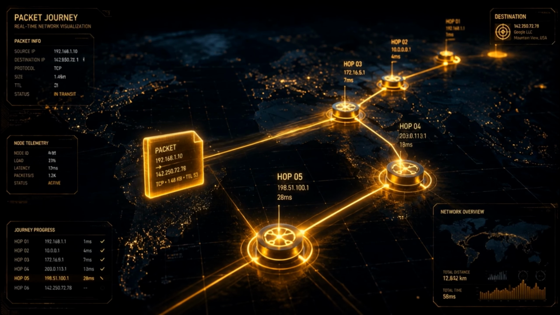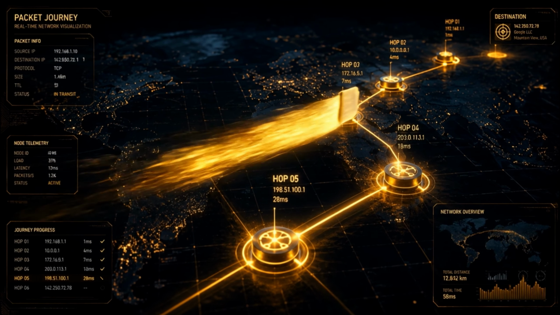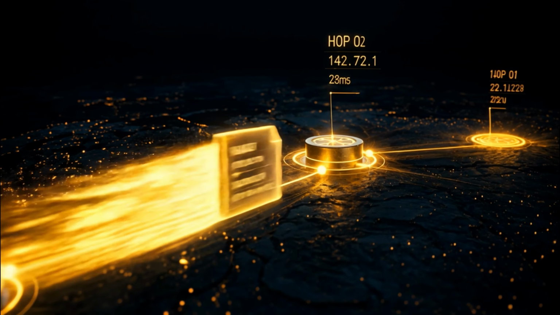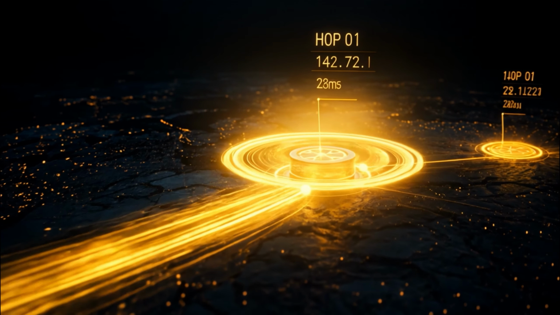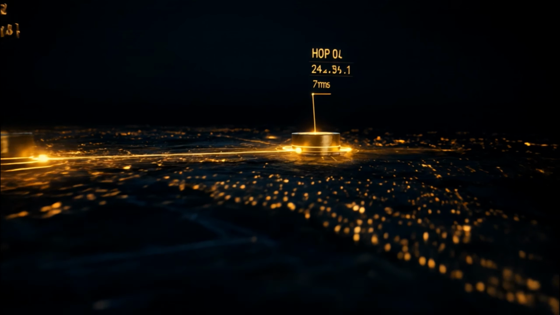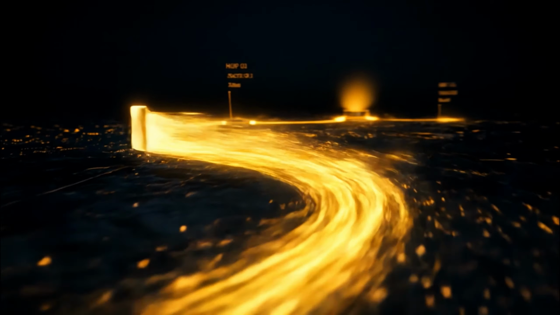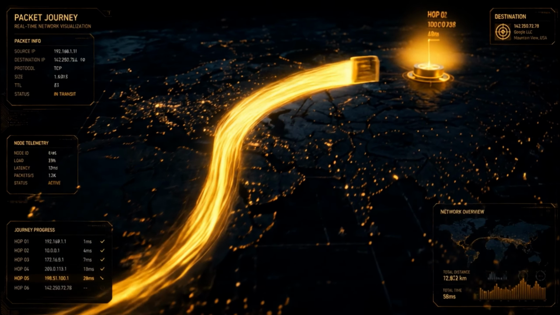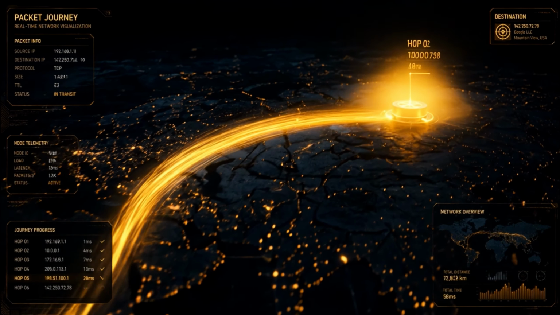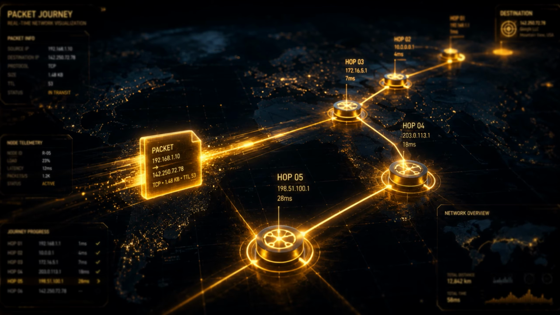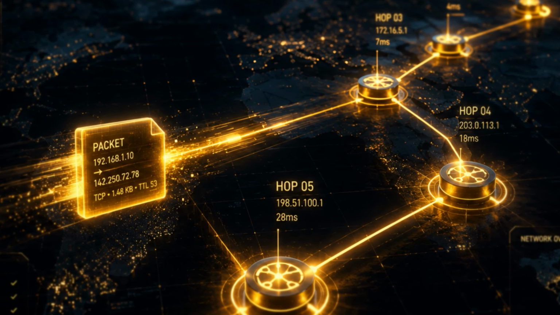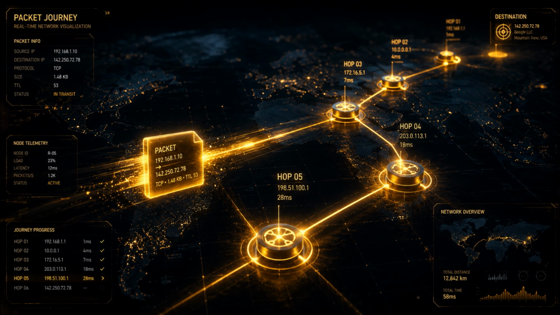Packet journey. Now let's follow a packet on its journey. Your device creates the packet and sends it to the router. Each router looks only at the destination and forwards the packet one step closer to its goal. Hop by hop, the packet crosses networks until it reaches the destination, where it's reassembled with the other packets.